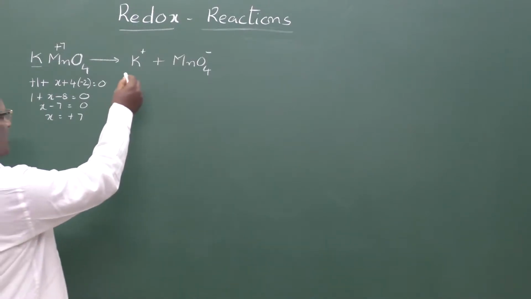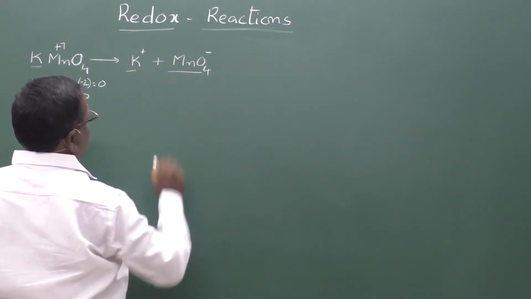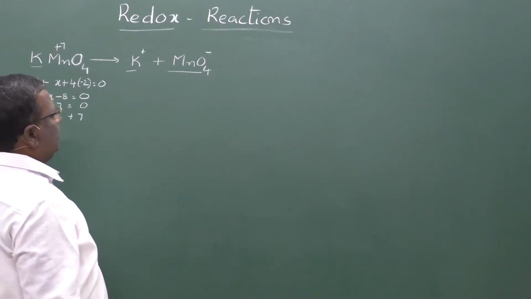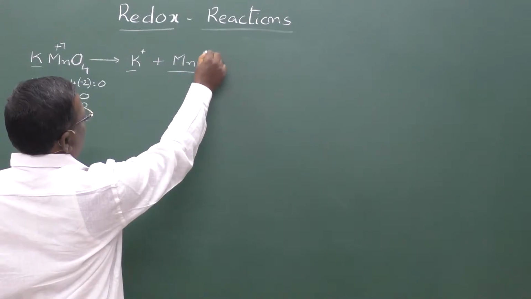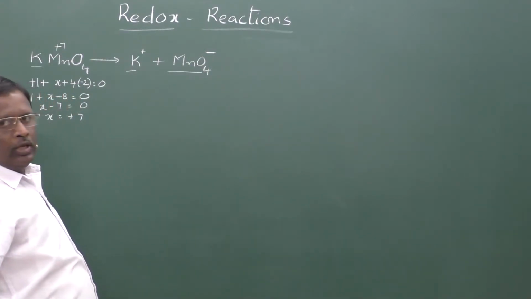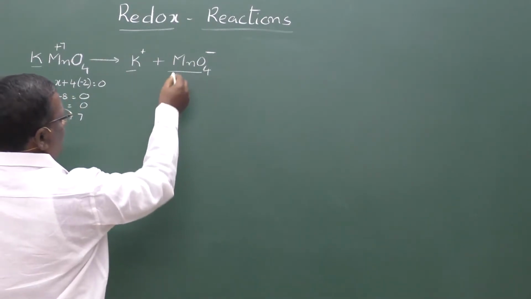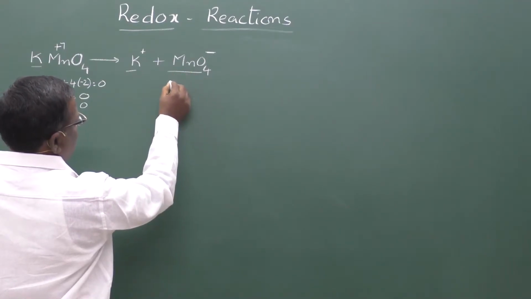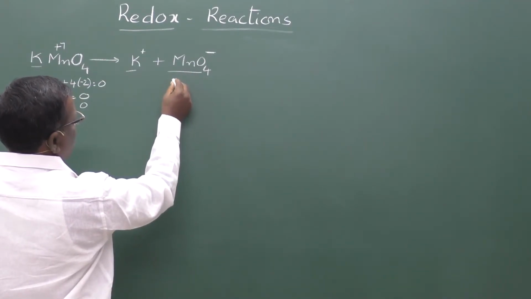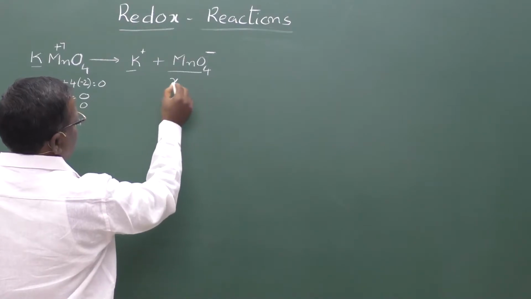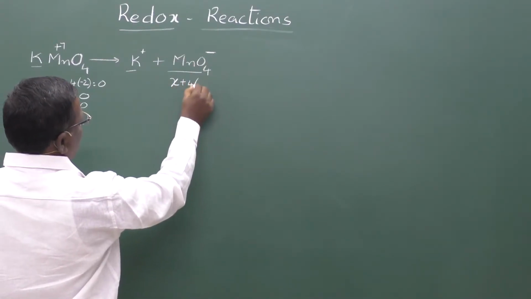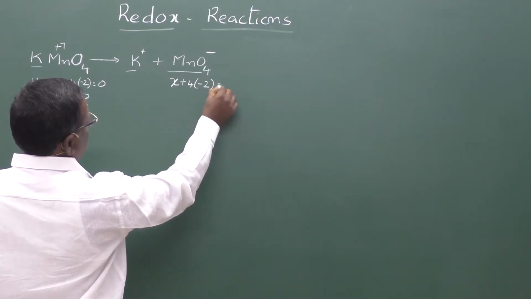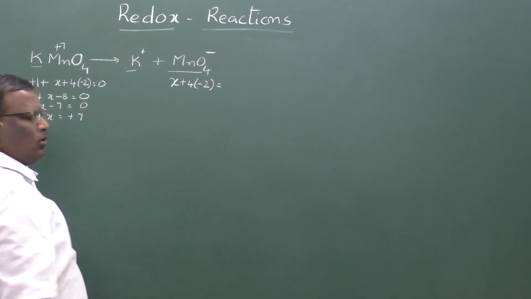Now, due to ionization, it ionizes like this. Now we are going to calculate the oxidation state of manganese in the MnO4- ion. Here also manganese oxidation state is variable, we do not know it. So let it be X, plus oxygen oxidation state is -2. Since there are 4 oxygens, the sum is 4 into -2.